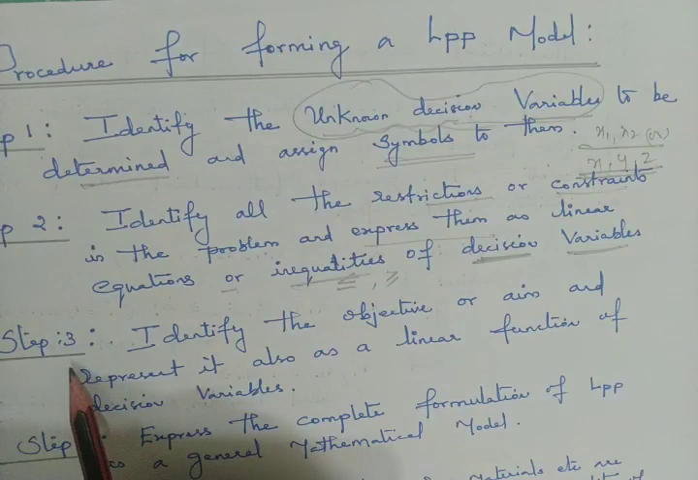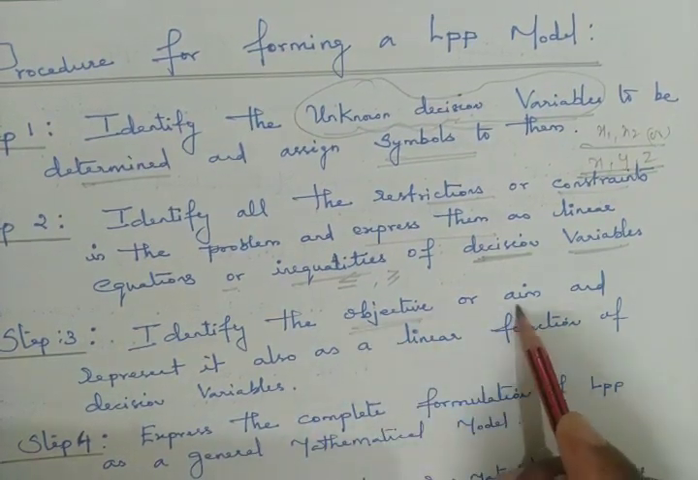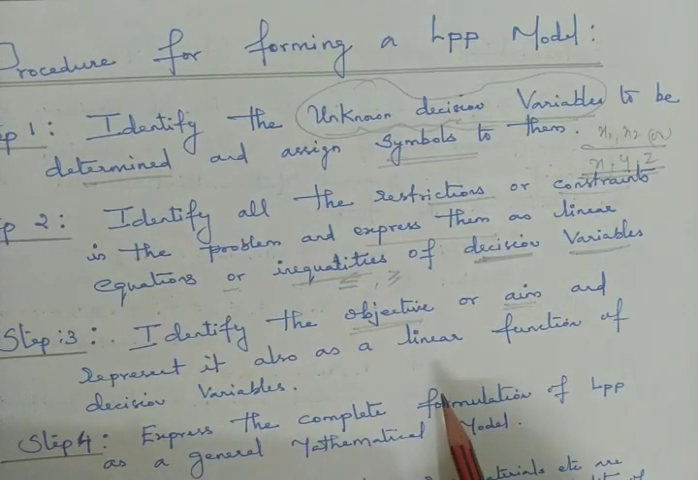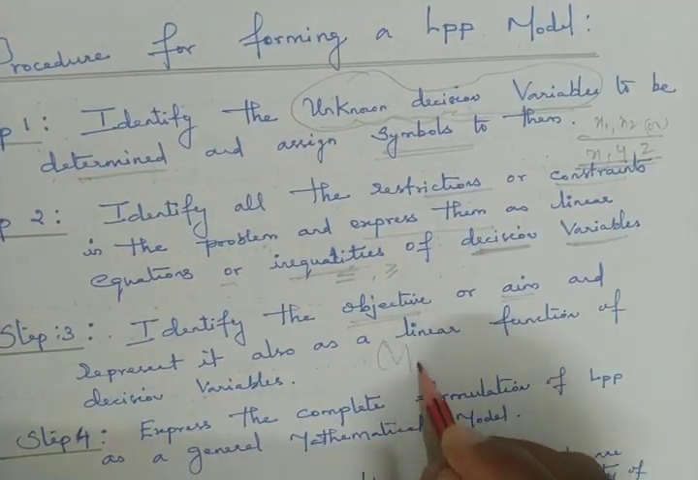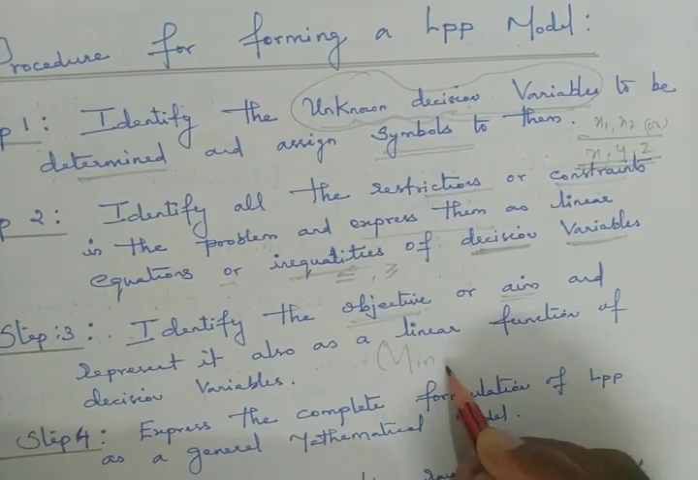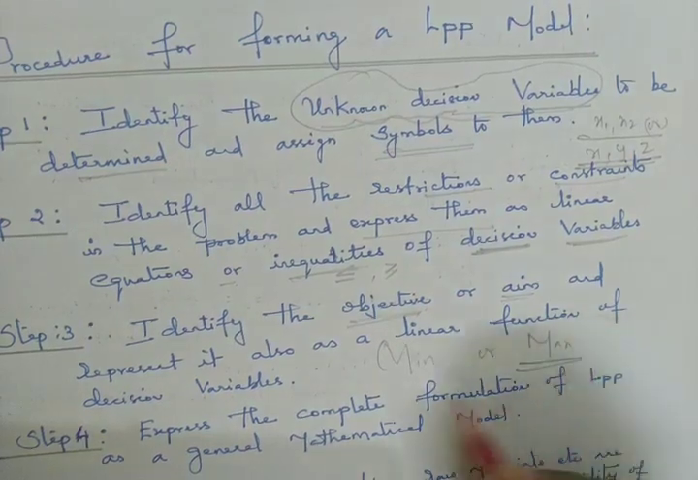Step number 3: identify the objective or aim. Each and every problem should have an objective. The objective is nothing but that the given problem may ask to minimize or maximize, only any one among these two.